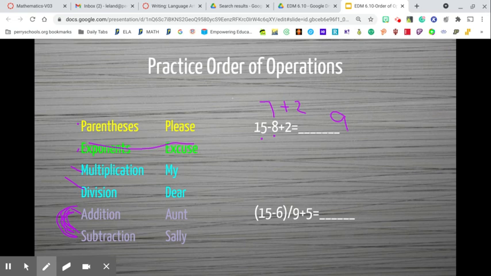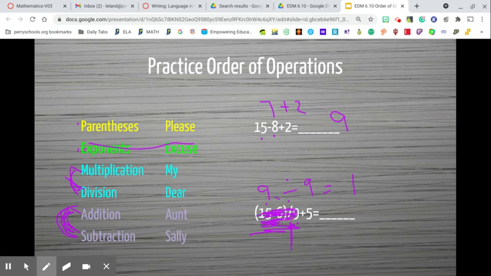Let's look at the next one. So going through these, I do see a parenthesis right here. 15 minus 6 is 9. Don't have any exponents. I'm going to cross this off so I know that I found that answer. Multiplication, division. I do see a division right here. So I'm going to solve 9 divided by 9, and that equals 1. So 9 divided by 9 is 1. So I've got this part solved so far, and I'm left with 1.